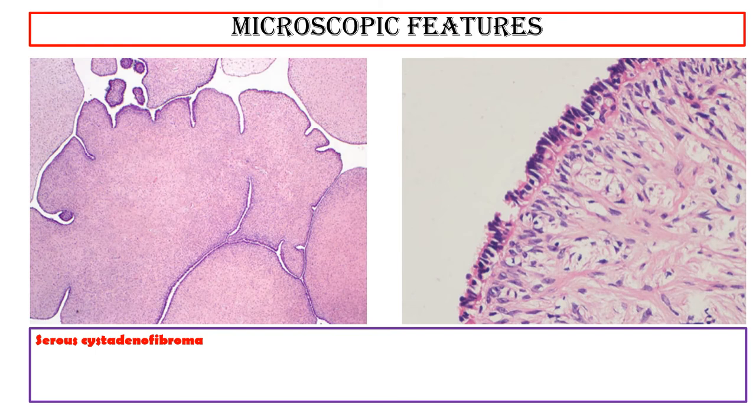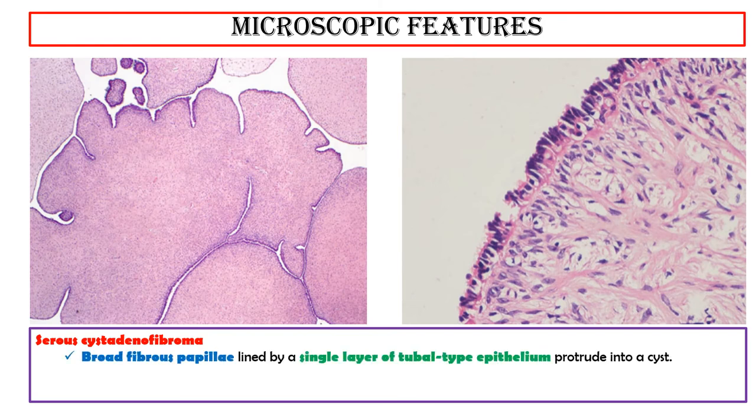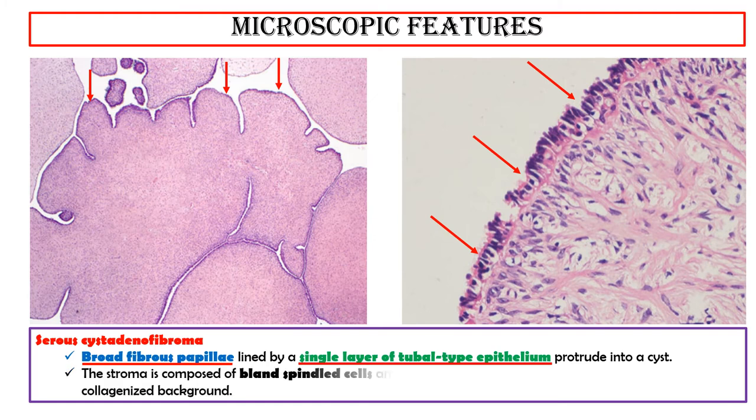Serous cystadenofibroma. These two photos show broad fibrous papillae lined by a single layer of tubal type epithelium protruding into a cyst. The stroma is composed of bland spindled cells arranged in fascicles and storiform patterns in a collagenized background.